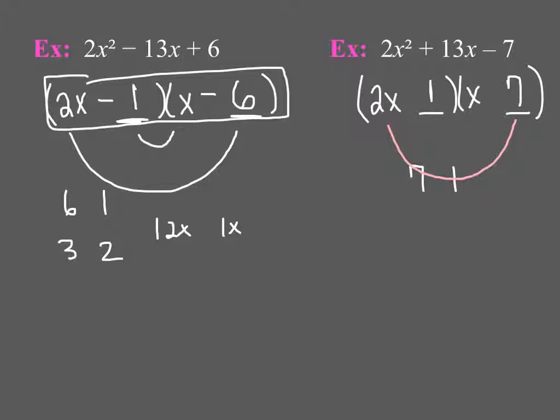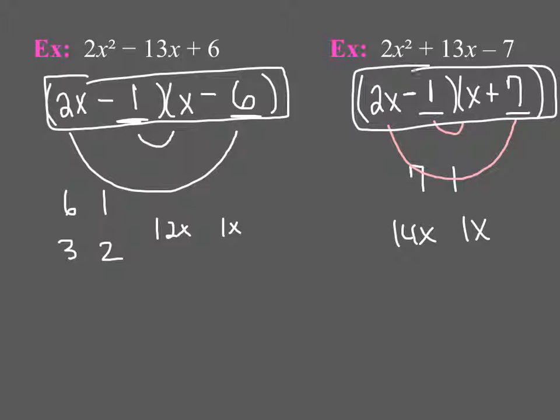And if that's a 7, that's got to be a 1. So then 14x from outer and 1x from inner can combine to get 13x if this one is negative. So if I can make 1x negative and 14x positive, I'm good. And to do that, that would be minus 1 plus 7. And again, you check. 2x times x is 2x squared. Negative 1 times 7 is negative 7. 14x minus 1x is 13x.